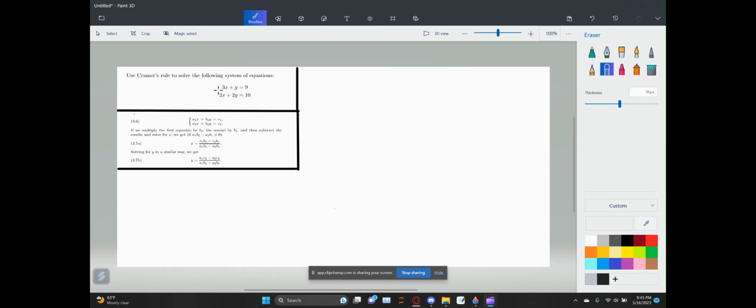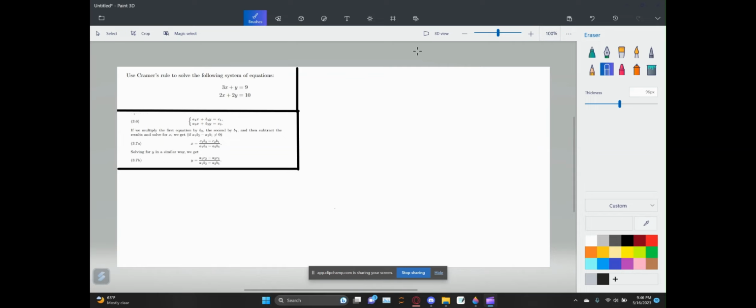So we have what we're trying to solve on the top here, and right below that we have the definition of Cramer's rule as shown in Boas. So this is straight from the book, and the book describes it in the form a1x plus b1y equals c1 and a2x plus b2y equals c2 for our two equations.